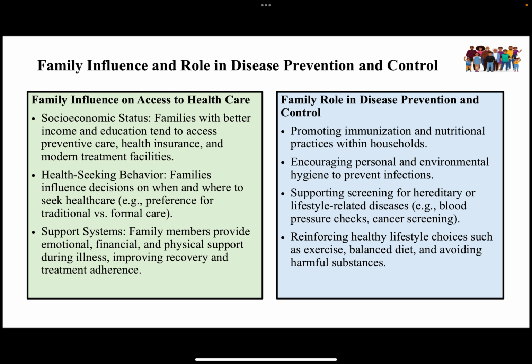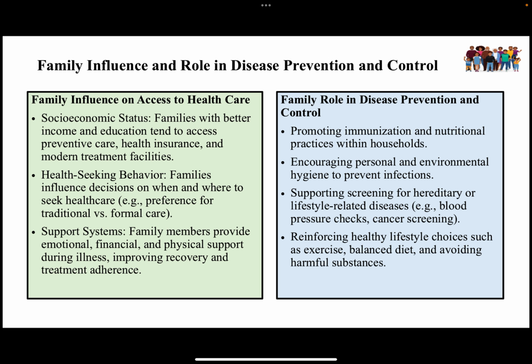Is that okay? For example, socioeconomic status. It is very likely that families with higher income and education will tend to afford preventive care, like health insurance and quality medical treatment. So families of higher socioeconomic status are more likely to have access to quality healthcare, and that can also have an impact on their health. Do you get it? Good.